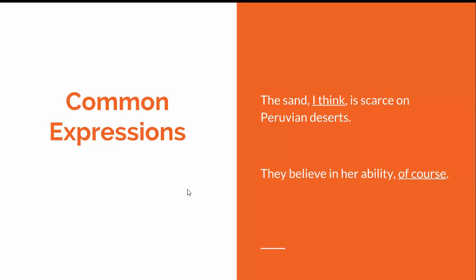Of course is one that I see in a lot of writing, and so really important to note, the phrase of course is a parenthetical expression, so you're going to need a comma. In the example sentence, they believe in her ability, of course, we have the phrase at the end of the sentence, so we need the comma directly before the phrase. Just like with the names, we could start the sentence with of course. Of course they believe in her ability. And if we did that, then we would need the comma after the word course. So again, it really just depends upon the placement of the expression.